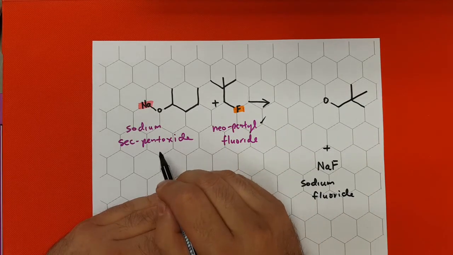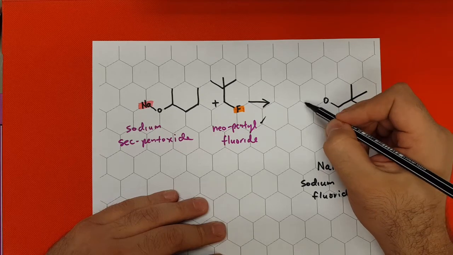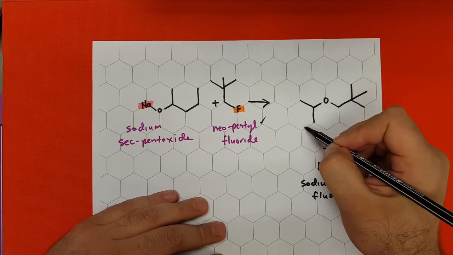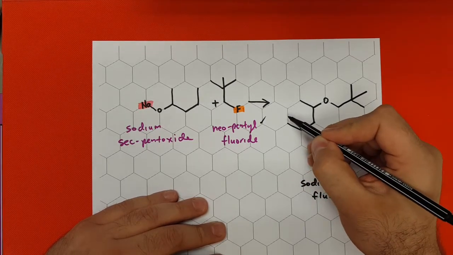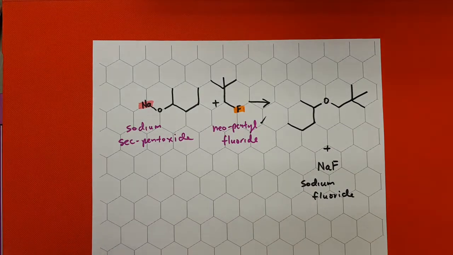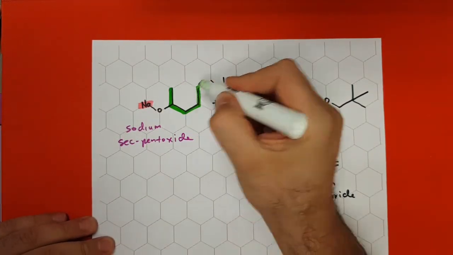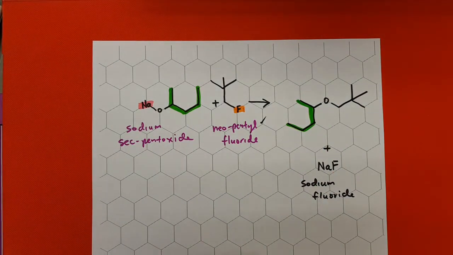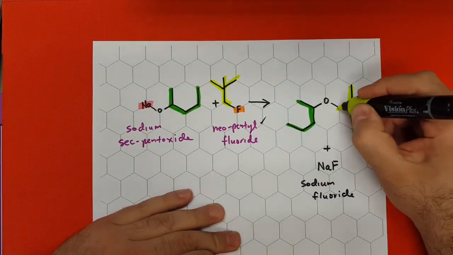And on the other side, we have sec-pentoxy. So sec-pentoxy is going to be sec-pentyl 1, 2, 3, 4, 1, 2, 3, 4, 5. Sec-pentyl, neopentyl. I'm just going to highlight that for you guys to notice. Here we have the sec-pentyl. Here it is again. And for the other one, we have neopentyl. And this neopentyl shows up right here.